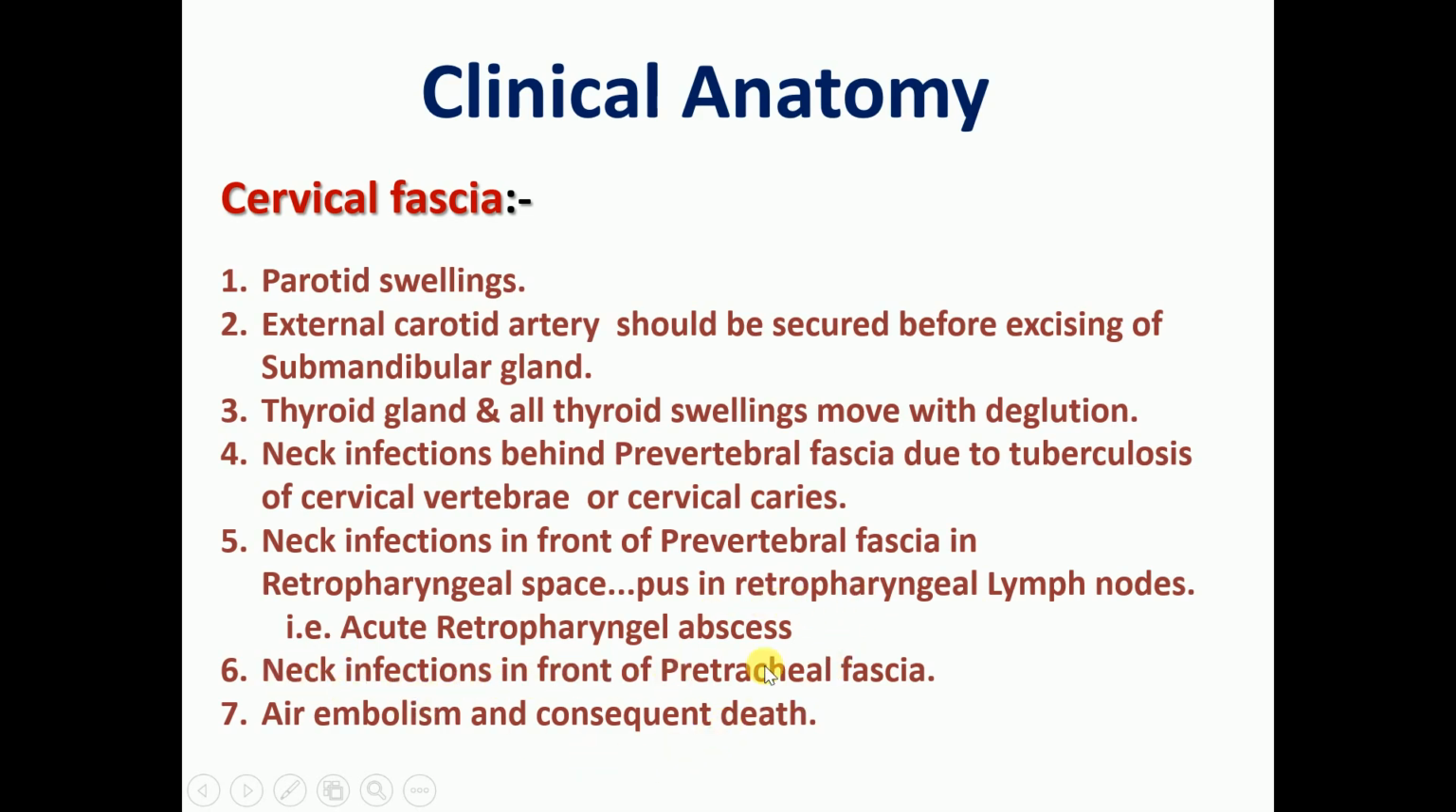Then any neck infection in front of the pretracheal fascia also extends, because pretracheal fascia extends up to the fibrous pericardium. So that also extends along this fascial plane into the neck region. Then the external jugular vein, if it is cut, because the margins of the vein are directly attached to the deep fascia, it prevents the retraction of the vein. So it causes air entry inside the lumen of the vein. That causes air embolism, and consequent death occurs. So this is the clinical anatomy of the deep cervical fascia.